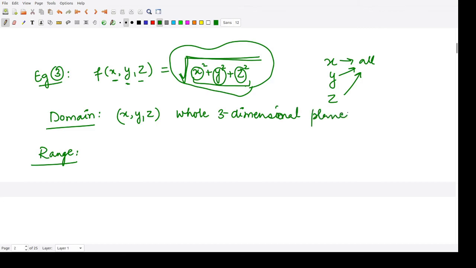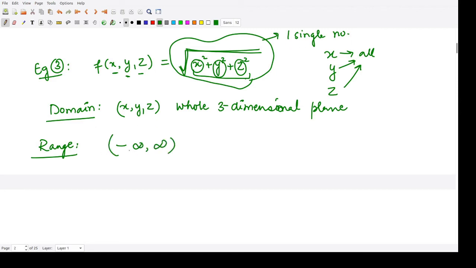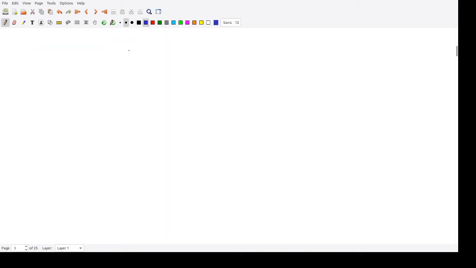And what is the range for this particular quantity? For range, we would be getting one single number. So its range would be from minus infinity to infinity. So that is the concept of functions of several variables. So next, let me define what is the limit of such functions.